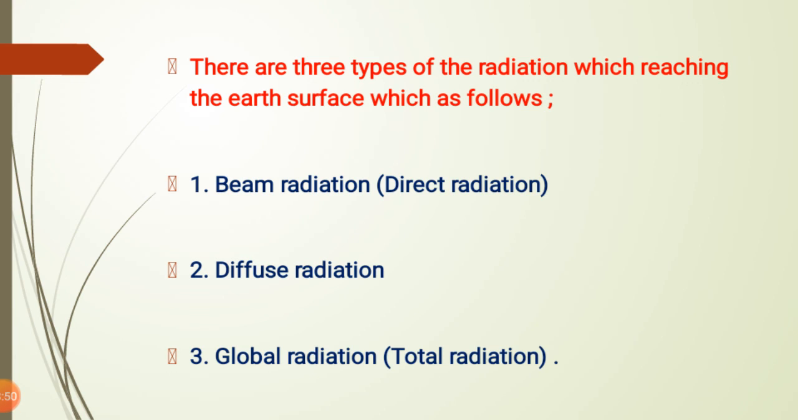But the diffuse radiation, as we have seen, is due to scattering of the radiation. That means after scattering we get the radiations, and these radiations are known as the diffuse radiation. These three types of radiation come to the Earth surface because of different mechanisms, that means absorption or scattering. So these are all the three types of radiation.